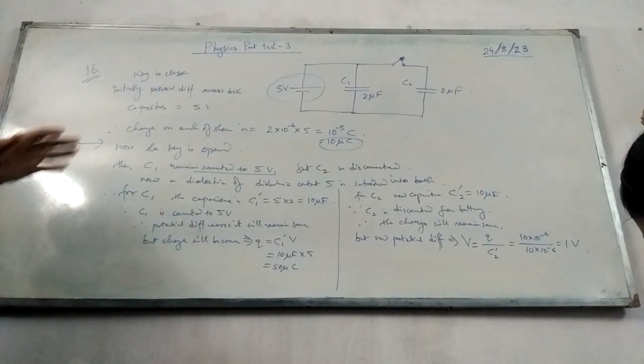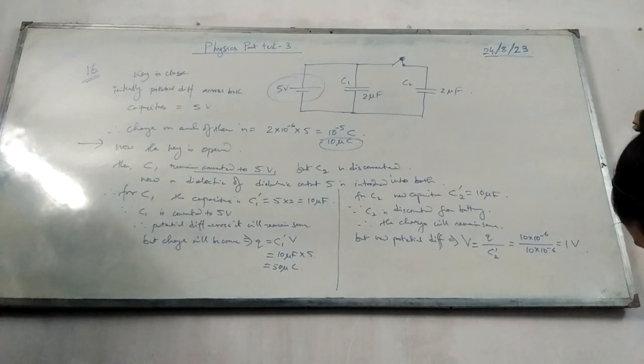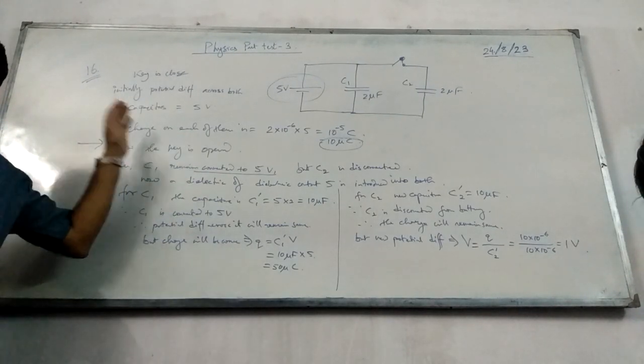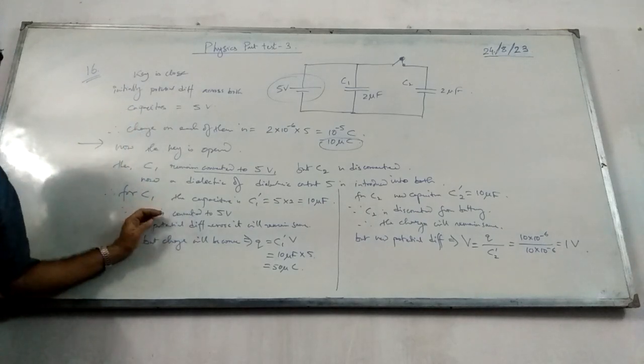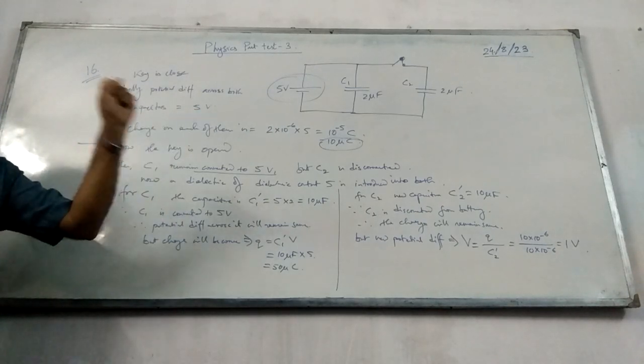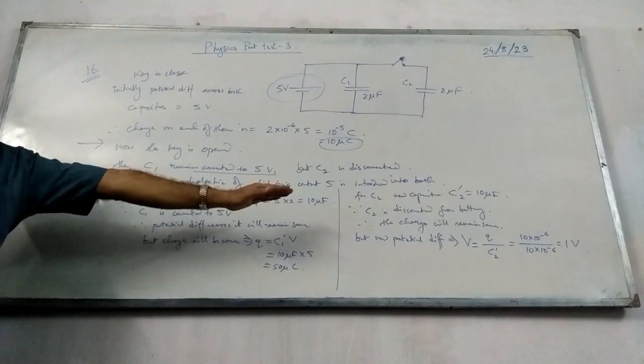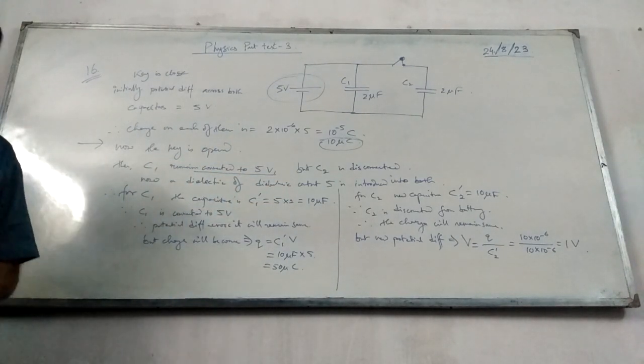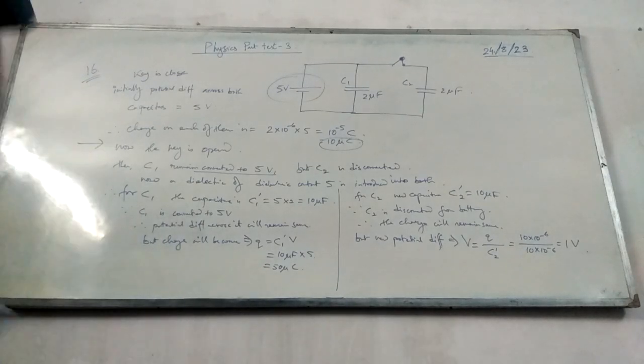Is that clear? So this sum was just given to clear up a very important concept: whenever a capacitor remains connected to a circuit, its potential difference does not change, and whenever a capacitor is disconnected from a circuit, its charge does not change, and you solve accordingly. Is that clear? Quickly make a note of it.